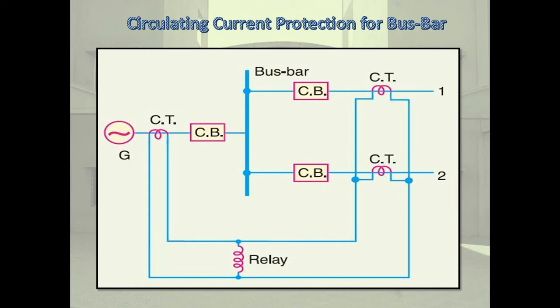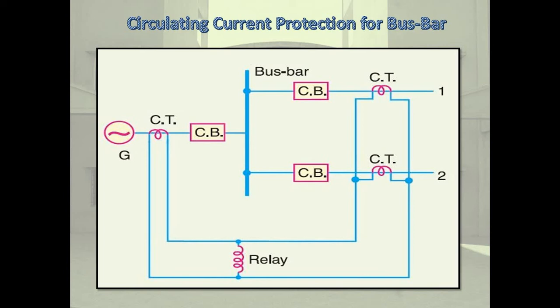One CT is connected to the incoming line and one CT is connected to each outgoing line. The secondary windings of the CTs are connected. The currents in the secondary windings are balanced, as the incoming and outgoing currents are equal in magnitude in healthy conditions. So no out of balance current flows through the relay and the relay remains inoperative.